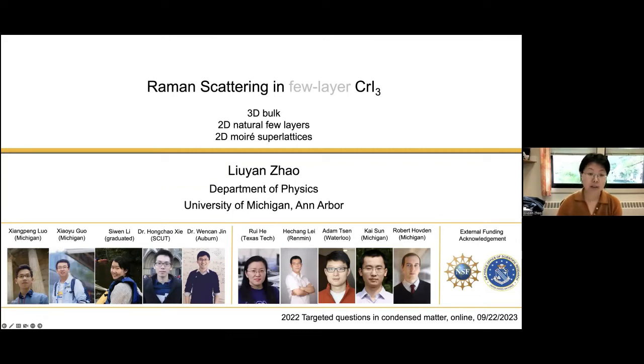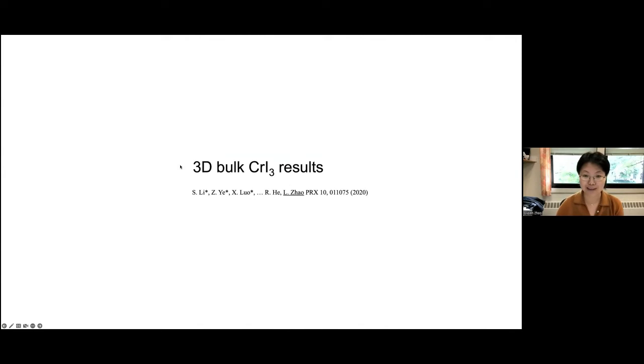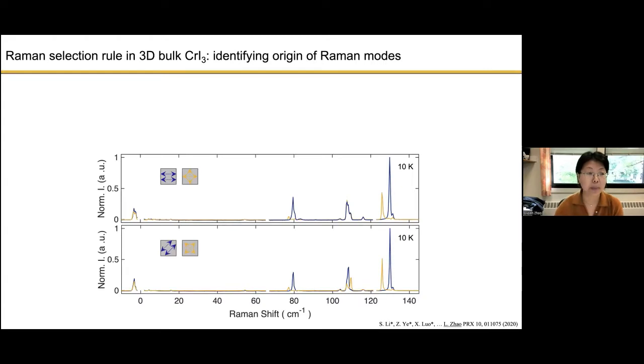agency. Since we have seen a lot of beautiful introductions in the morning session, I'll just jump into the results directly to save the time. We will start with this 3D box chrome triodide result. As Rolando did, we use Raman spectroscopy to study such a system.